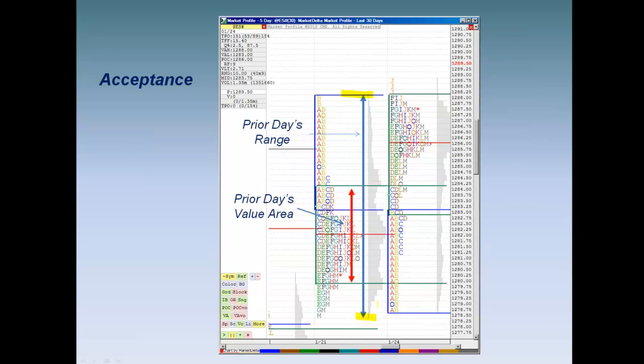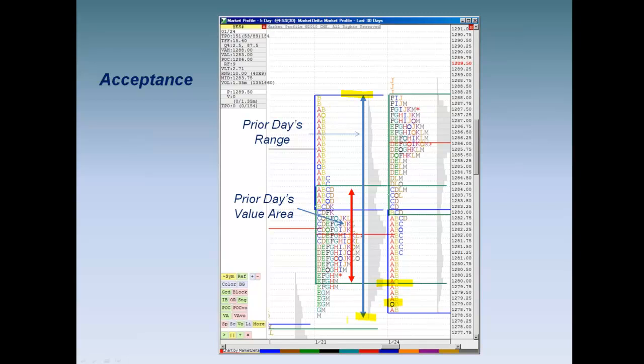Now, let's take a look at the new day. Where does it open? Notice it opens right here, so it's outside of the value. There's my low value area, and I am below it. However, I am still within the blue line, which is the prior day's range. So what I've just witnessed is an open that is outside of the value area, but within range.